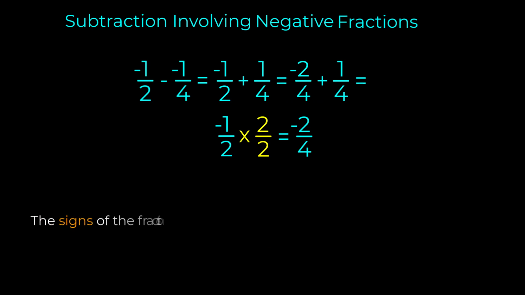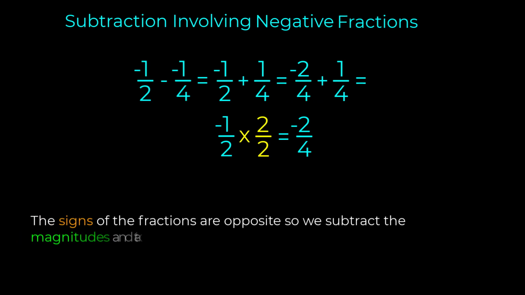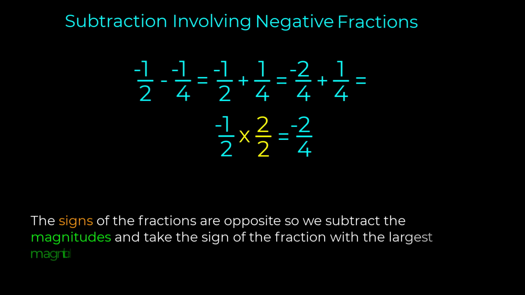The signs of the fractions are opposite, so subtract the magnitudes. The resultant magnitude is 1 over 4. The direction is negative, since negative 2 over 4 has the larger magnitude.